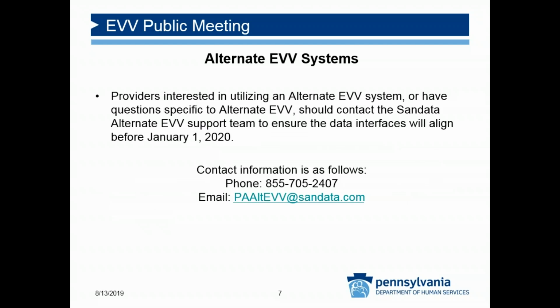And if you are utilizing an alternate EVV system or plan to, or if you have questions specific to alternate EVV, please contact SANdata. They have the SANdata alternate EVV support team, and their contact information is as follows. It's 1-855-705-2407, or you can email at paaltevv@sandata.com. They are on the screen here.